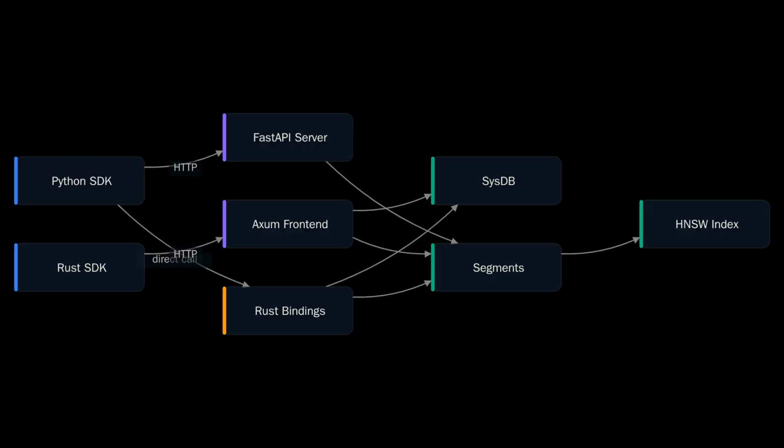Here's how the pieces fit together. Client SDKs connect via HTTP to either the Python FastAPI server or the Rust Axum frontend. For local embedded mode, Python can call Rust bindings directly, zero network hops. All paths lead to the same storage layer. SysDB manages metadata, segments hold your records, and HNSW indexes power vector search.